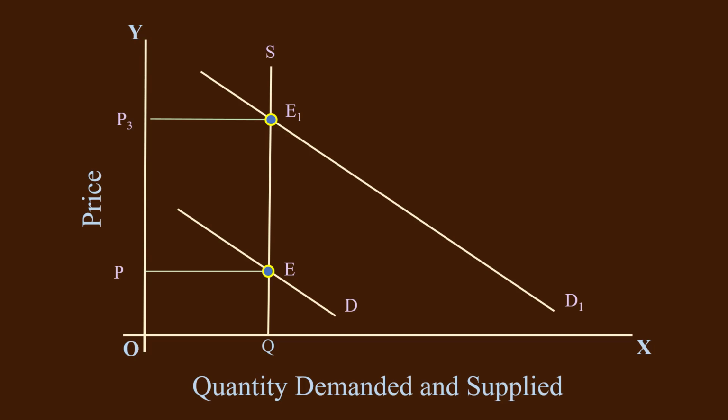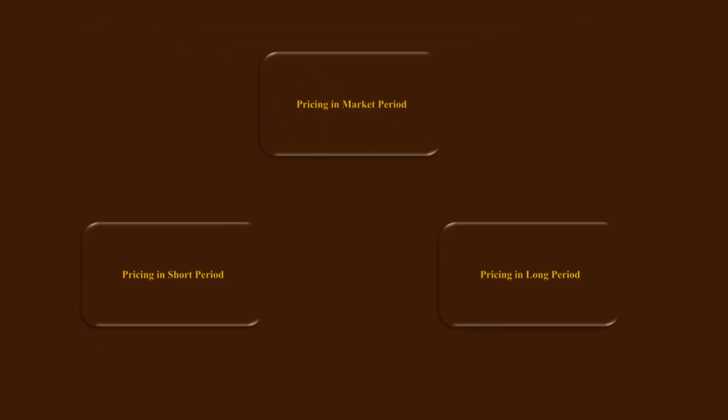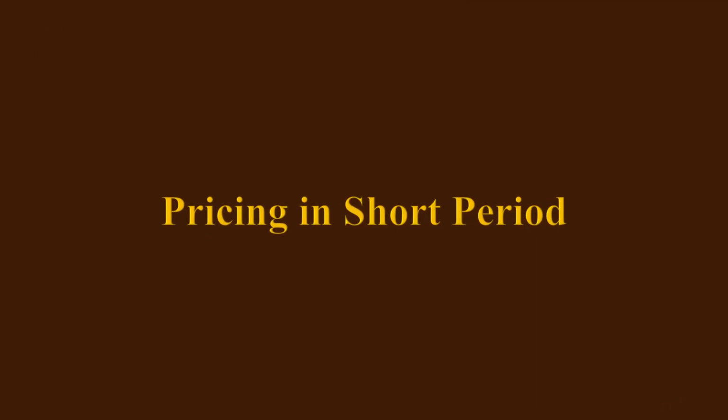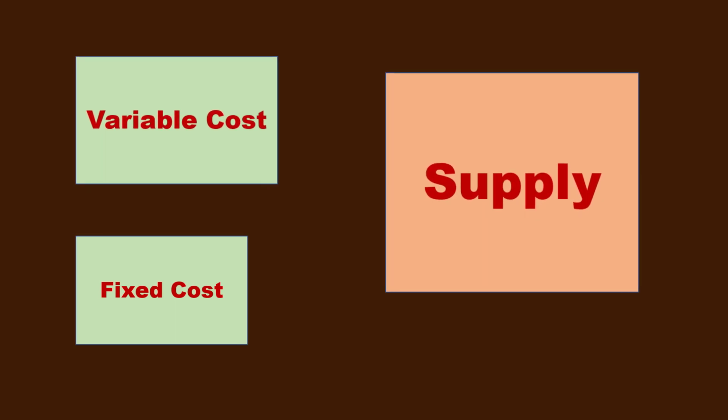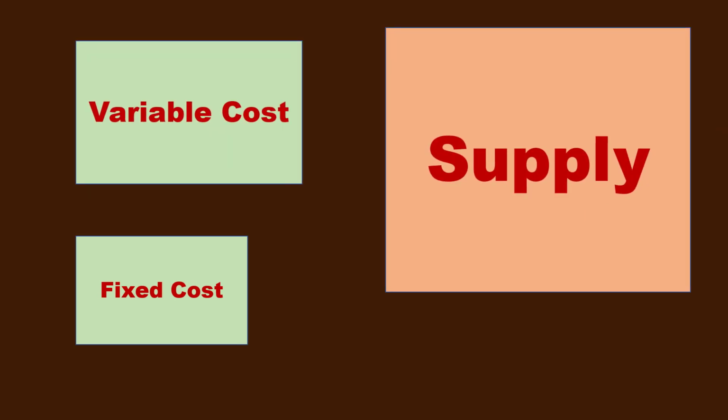In the market period, active demand and passive supply determine the market period price. We shall turn to pricing in short period. Short period is one in which supply can be increased by increasing the variable cost, keeping the fixed cost constant. Money expenditure incurred on variable factors or inputs is called variable cost. Money expenditure incurred on fixed factors or inputs is called fixed cost.